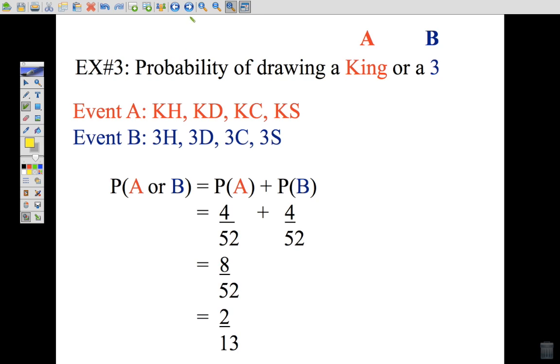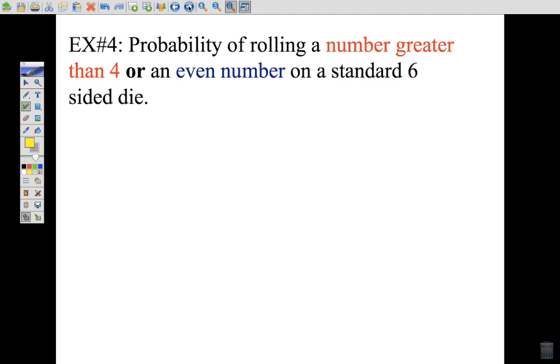Let's look at another example. Now let's calculate the probability when we're rolling a standard 6-sided die. I'm curious, what's the probability of either rolling a number greater than 4 or an even number? I'm going to make a list of what those options are.